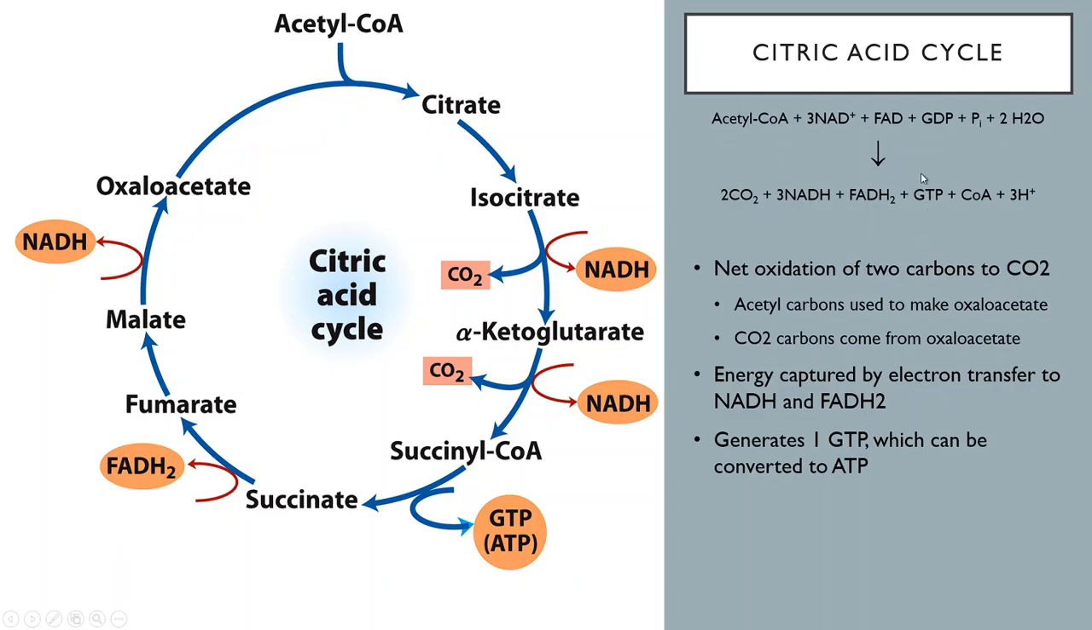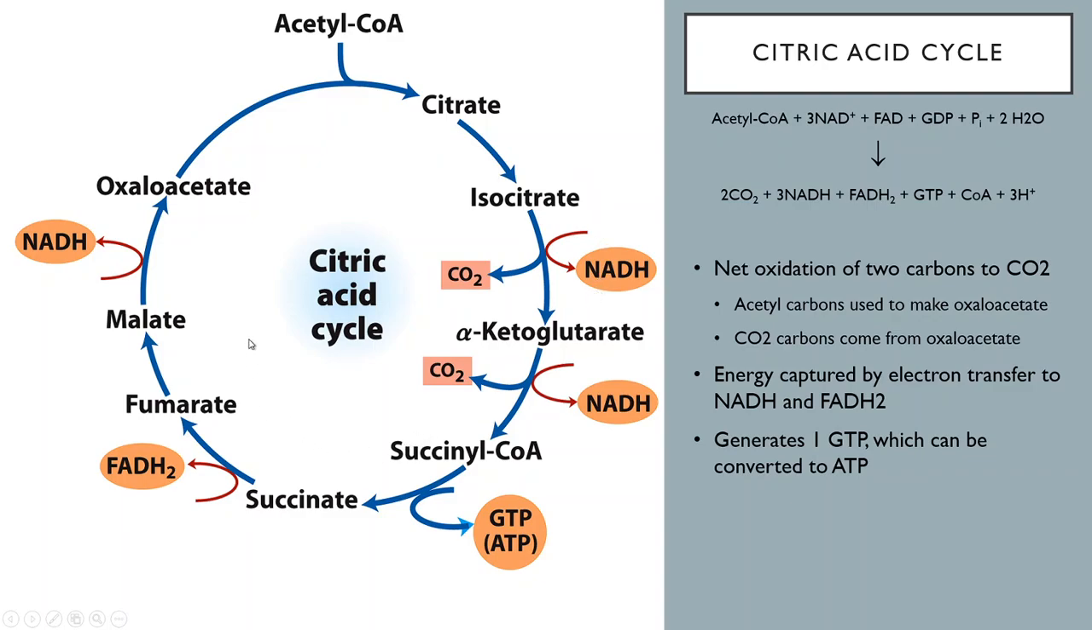GTP is made by combining GDP and inorganic phosphate. The coenzyme A comes back out, and we produce 3 protons. And that whole process, again, is the oxidation of 2 carbons to CO2. Those would be the 2 carbons that came in as acetyl-CoA. The third carbon, remember, got lost when we converted pyruvate to acetyl-CoA. And so 2 pyruvates contain the 6 carbons that came from our original glucose. So for 1 molecule of glucose, eventually all those carbons get lost as CO2.